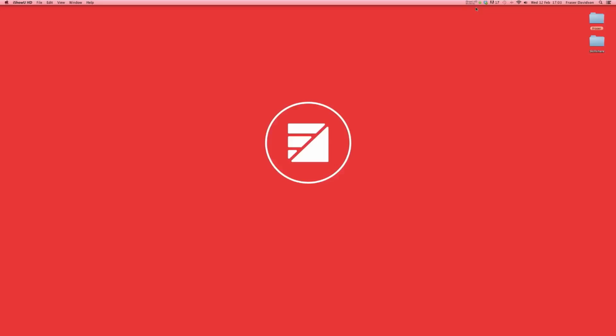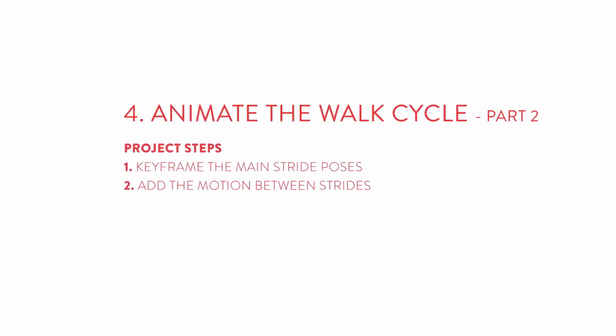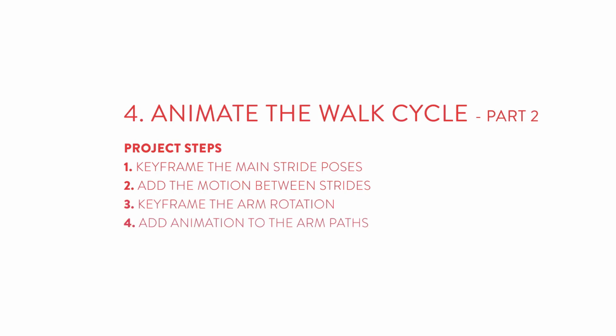Hi, and welcome to part 2 of section 4, Animate the Walk Cycle. In this section, we'll be keyframing the main stride poses. We'll be adding animation between those poses. We'll be keyframing the arm rotation. And finally, we'll add some animation to the paths in the arms.